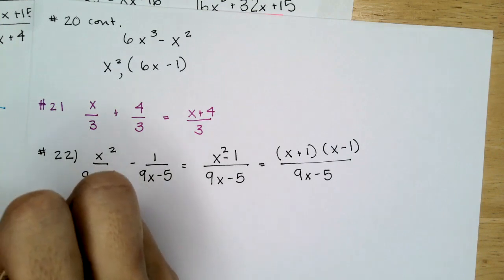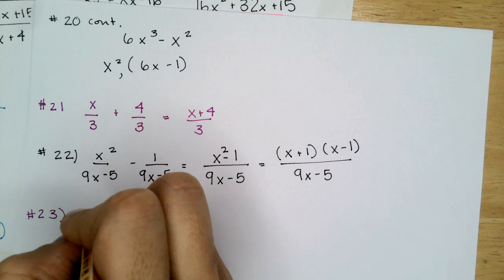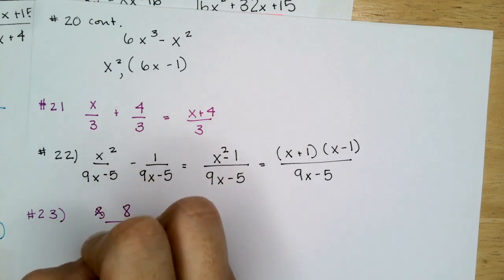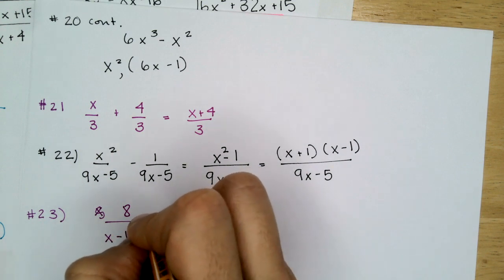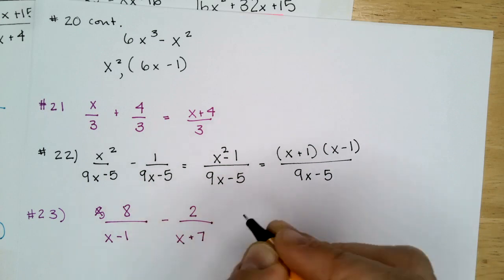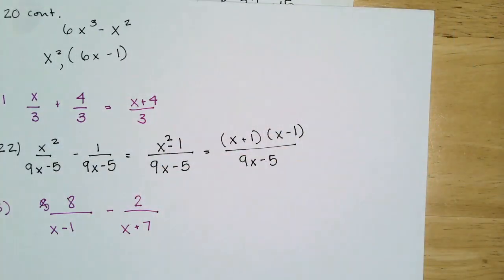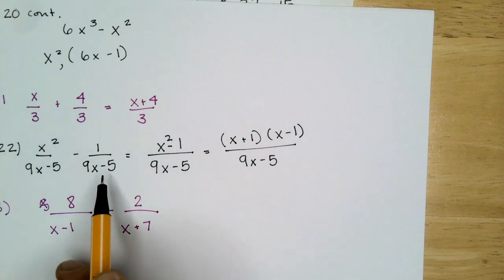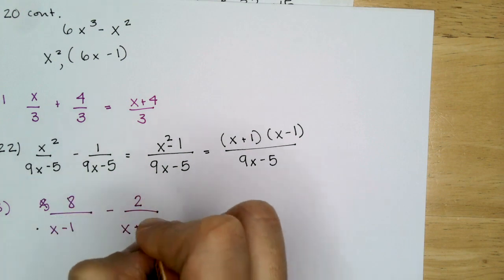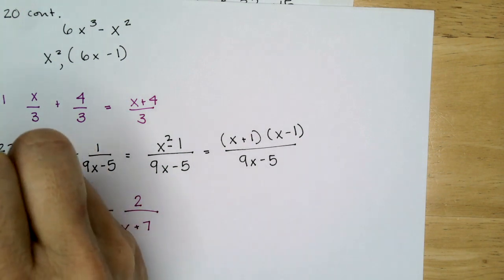Number 23 is a bit more complicated. So we have 8 over (x minus 1) minus 2 over (x plus 7). Now you need to have a common denominator, just like with 9x minus 5 here and 3 here. So I'm going to multiply by x minus 1 by x plus 7. Anything I do to the bottom, I have to do to the top.